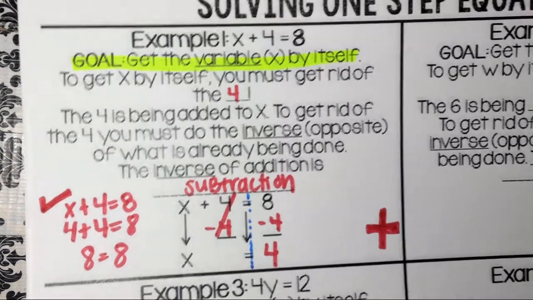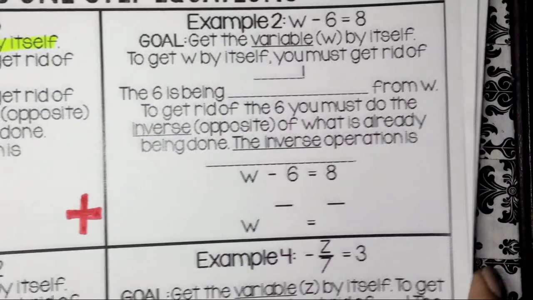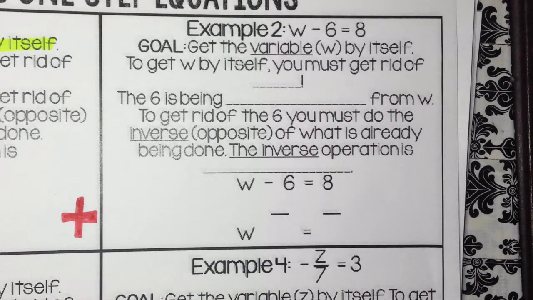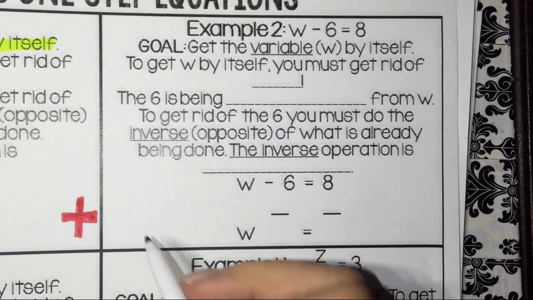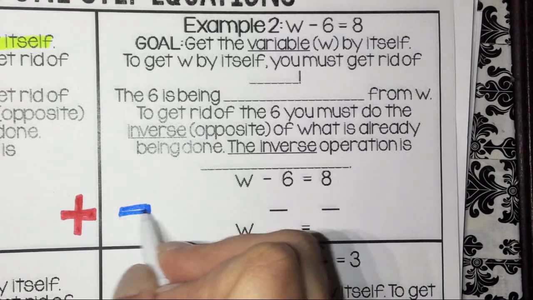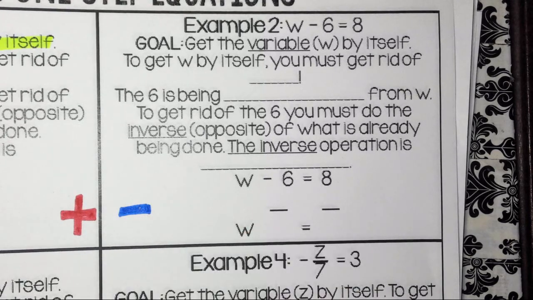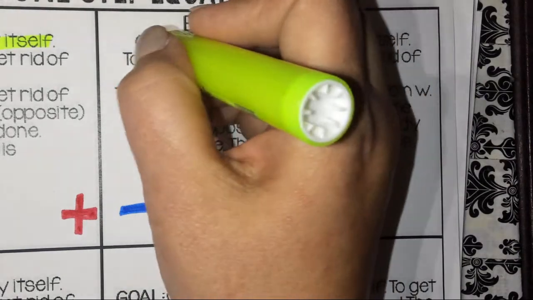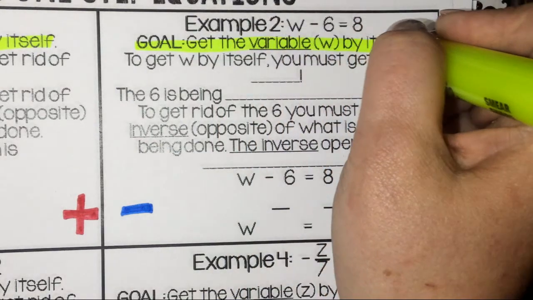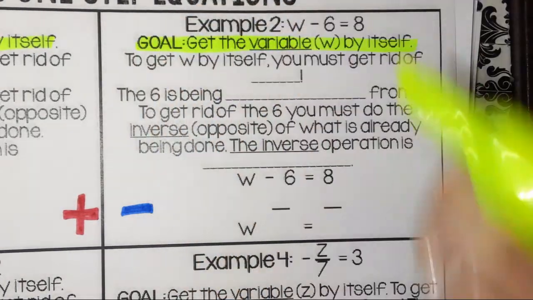All right, looking at the next one. Okay, again, now we're on to subtraction. Okay, again, my goal has not changed. My goal is still to get the variable on one side of the equation by itself.